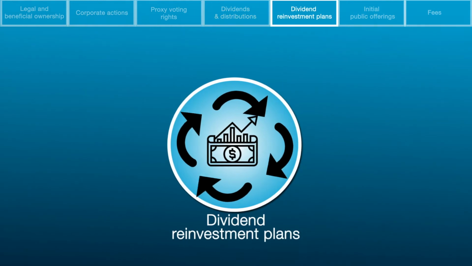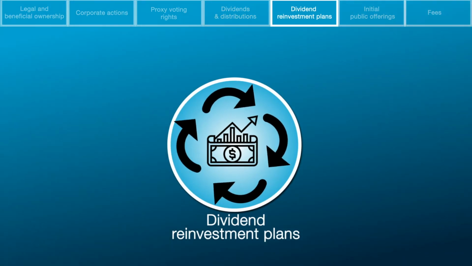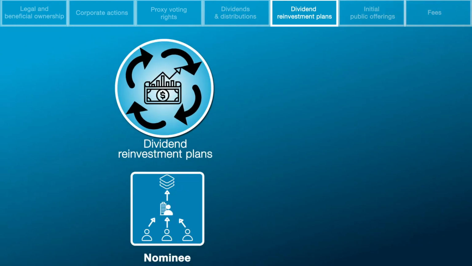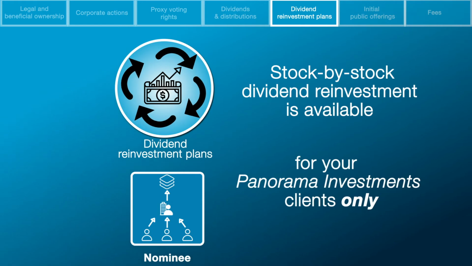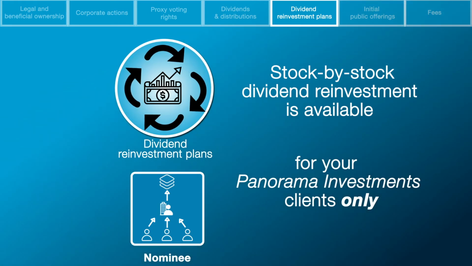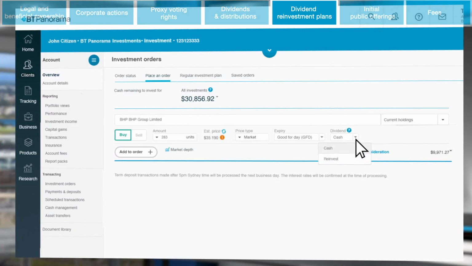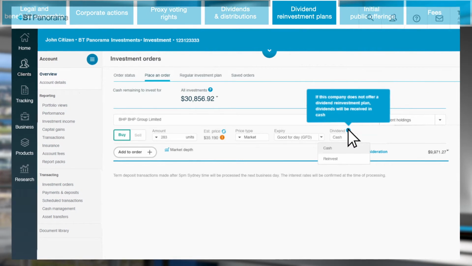There are also differences in relation to participating in dividend reinvestment plans. For the nominee option, stock-by-stock dividend reinvestment is available, where offered, for your Panorama Investments clients only. This can be selected in the investment orders screen when placing the trade, and also at any stage from the client's portfolio valuation screen.